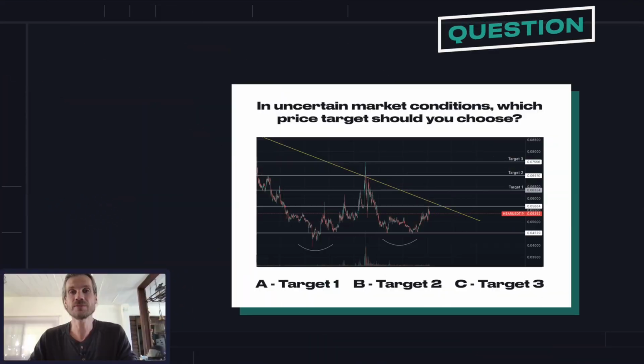In uncertain market conditions, which price target should you choose? A, target 1, B, target 2, or C, target 3? The answer is A, target 1. Successful trading requires realistic price targets, not just based on the price action you are seeing from the specific token or coin you are trading, but also based on what Bitcoin and the wider market is doing.